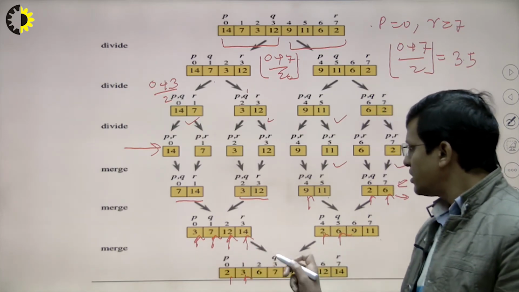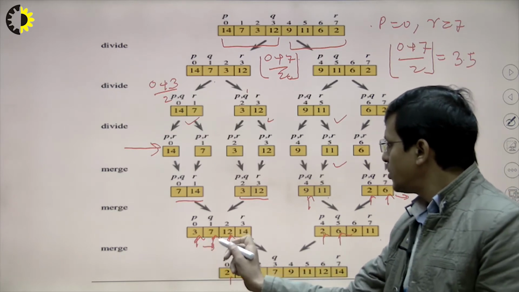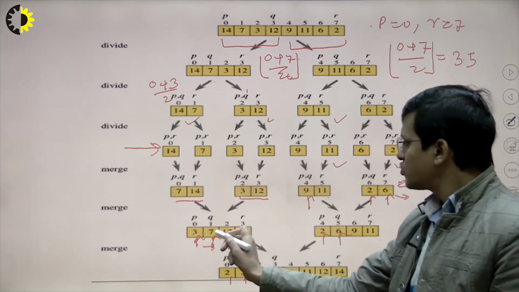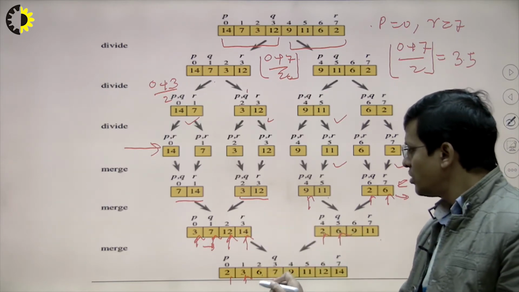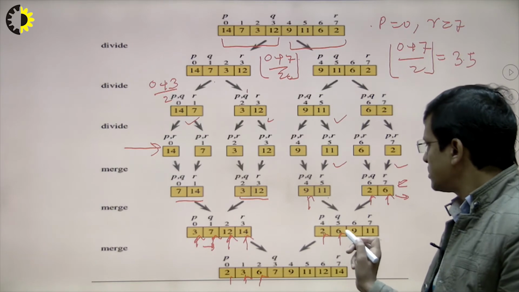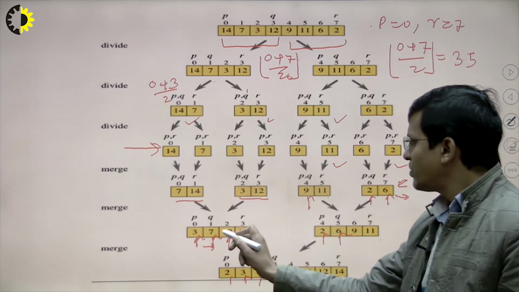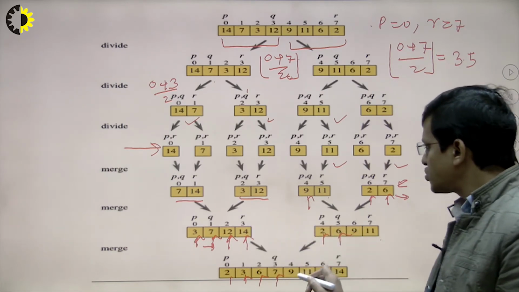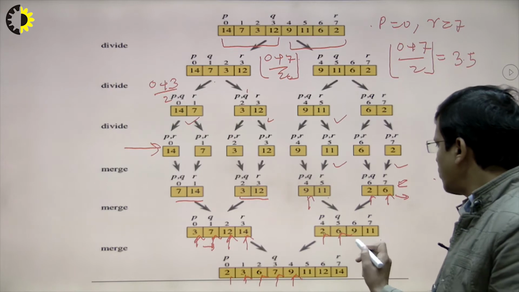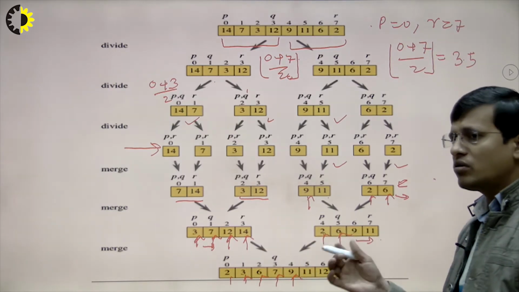And similarly 3 is here and 6, right? So 3 comes here, we just have to move the pointer forward. So 7 is compared with 6, 6 is smaller than 7, so you have to place 6, right? Similarly 7 is compared to 9, 7 is smaller, so we place this 7 and move forward. Then 12 and 9, 9 is smaller, so 9 will be placed here and move forward, right? Similarly this is the approach we are using to merge.